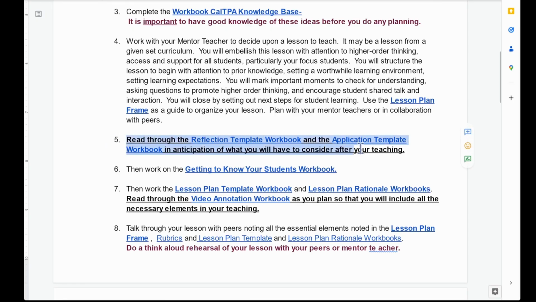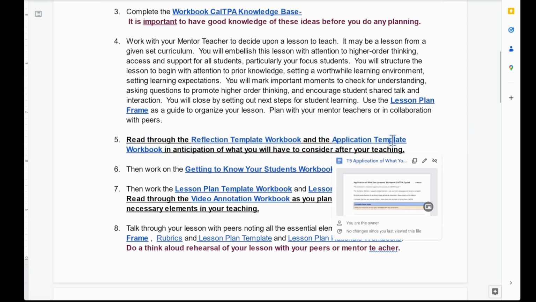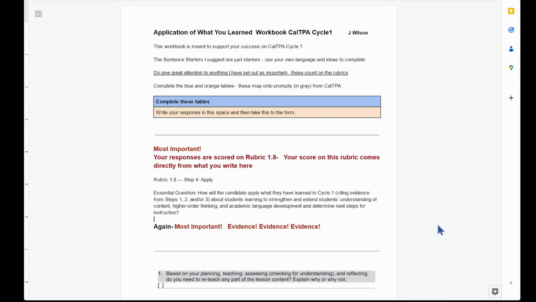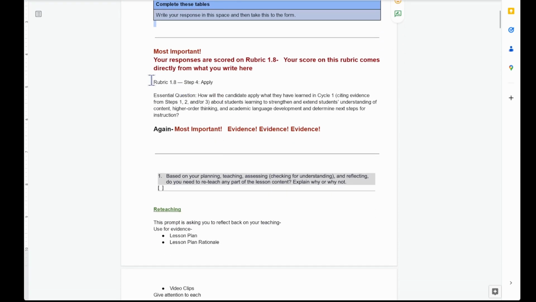The second part of this, before you do any of the write-up, formal write-up, I suggest you look through the application template workbook. So this is the workbook on application of what you learned. You can see again this structure, sentence starters to support you, giving attention to what I mark as important. Use these tables to set up your own writing for the templates. You can see I've set this one up.